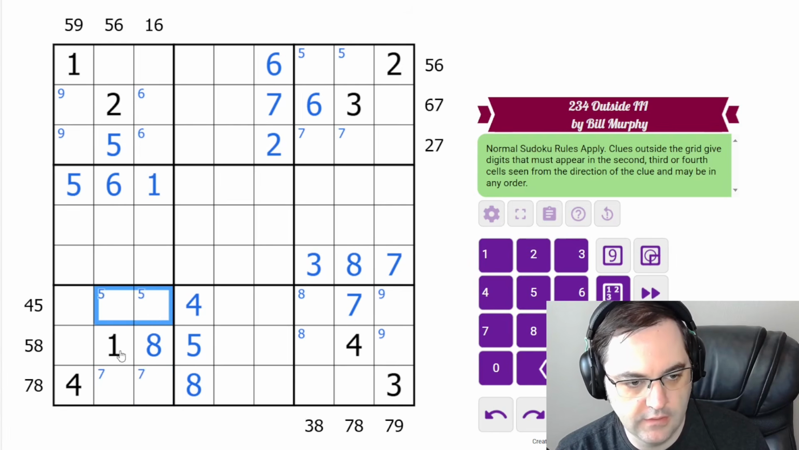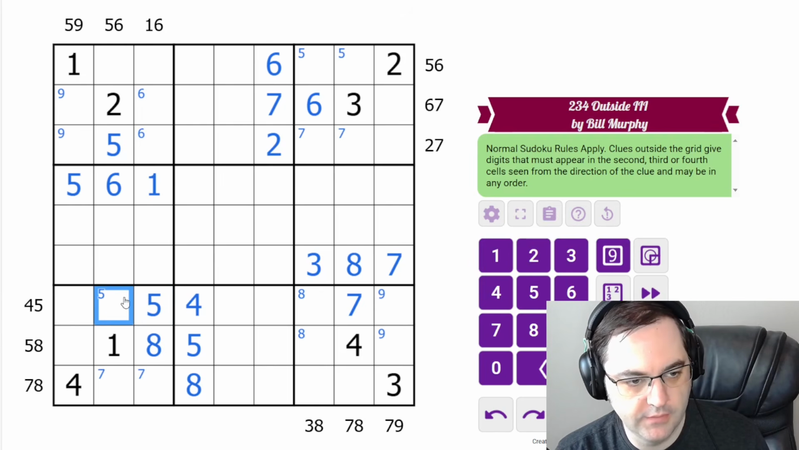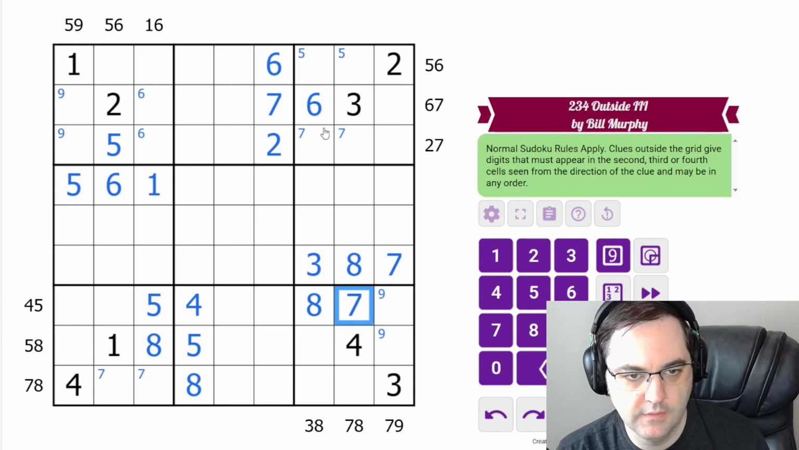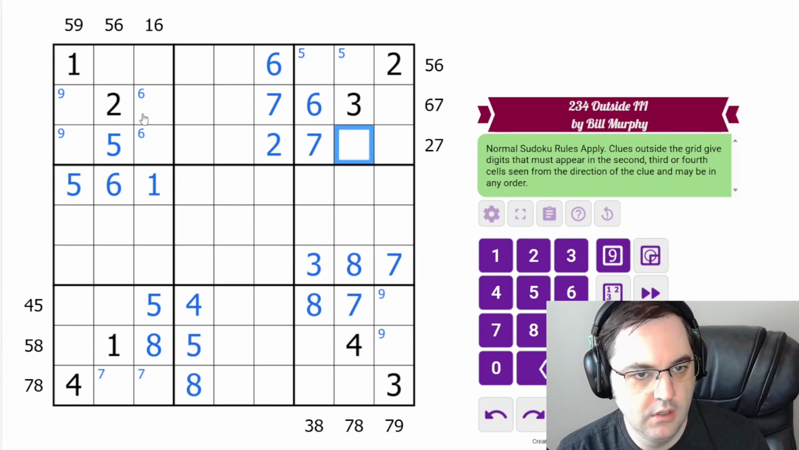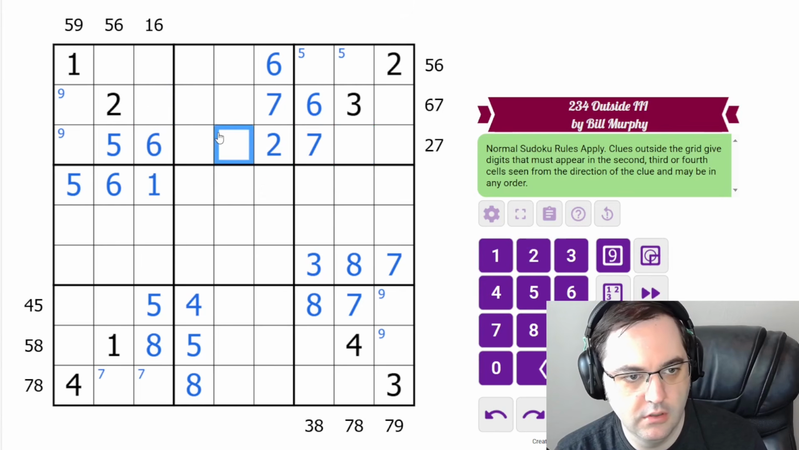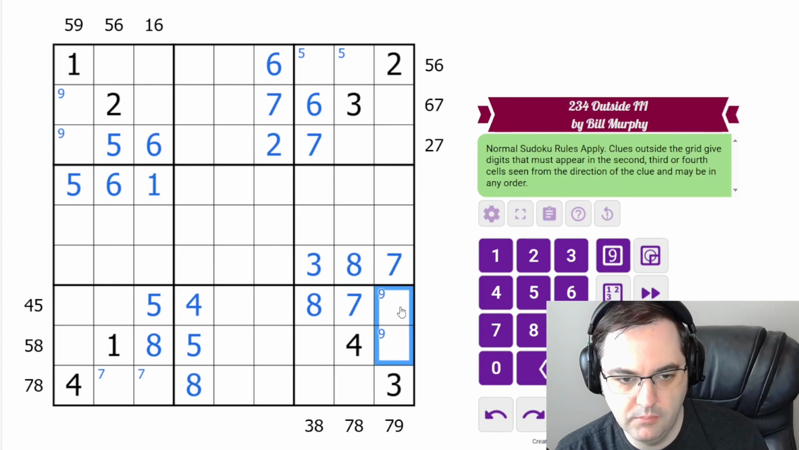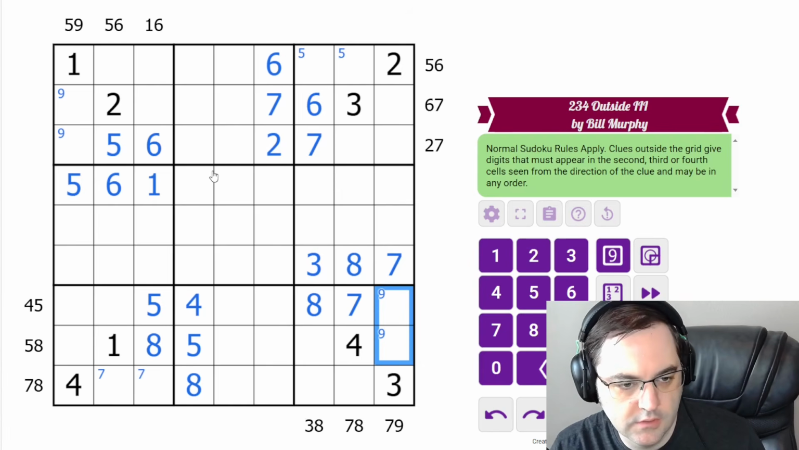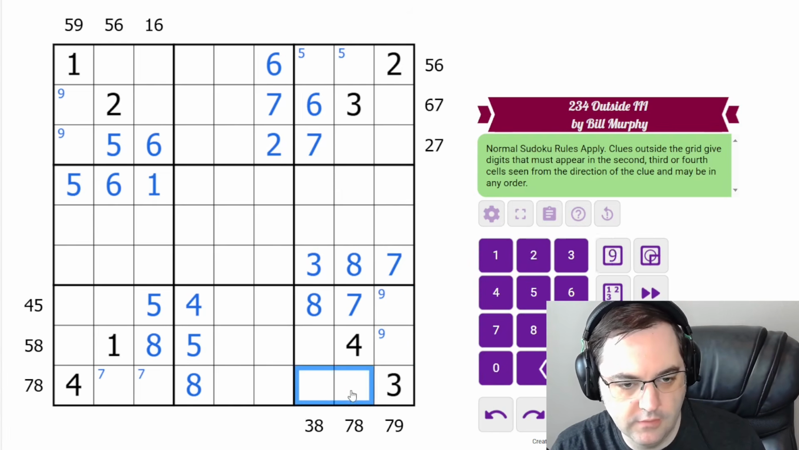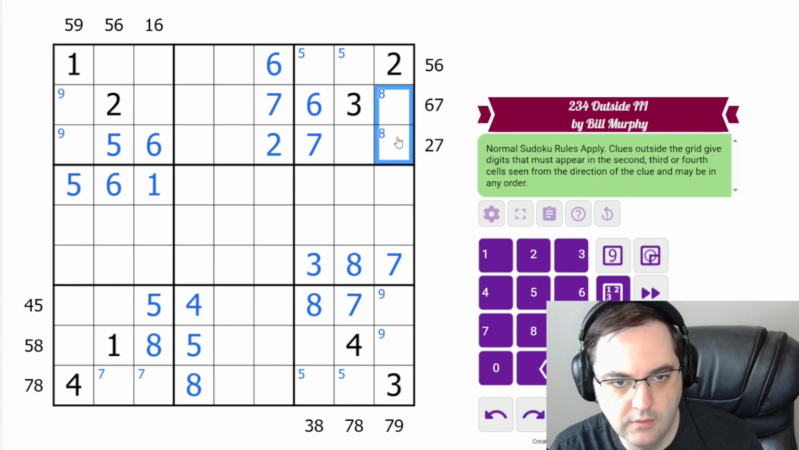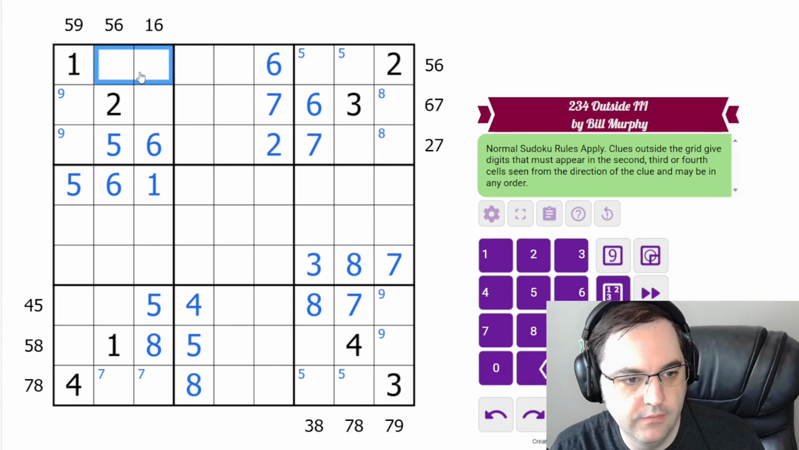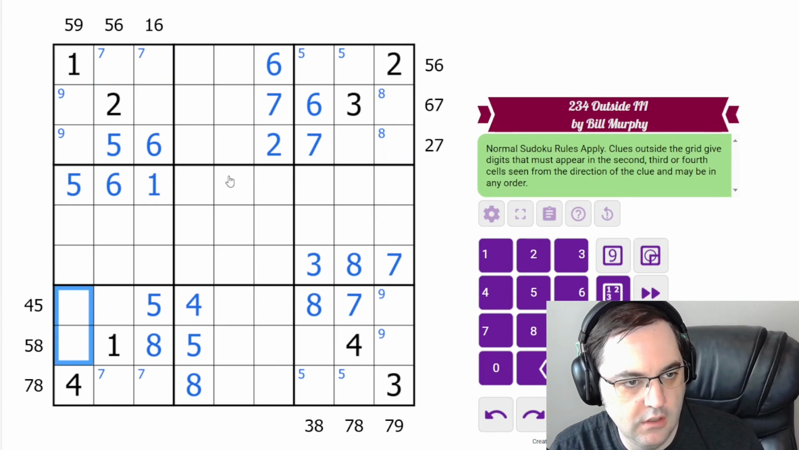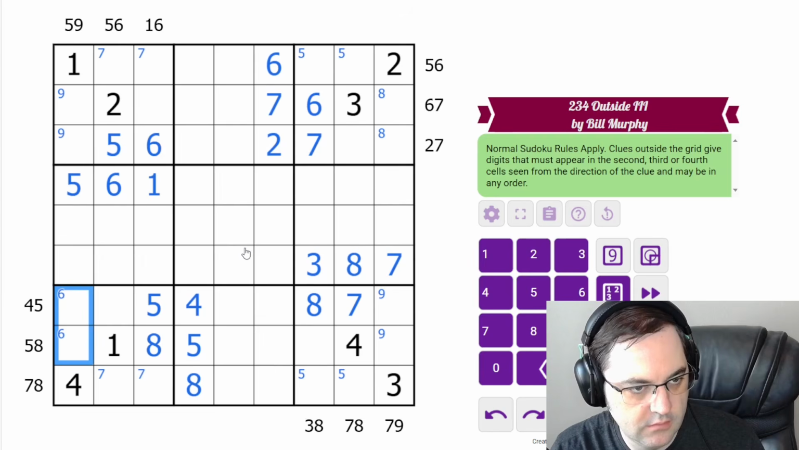And now we can see how these interact with each other. 5 must go here. 8 must go here. The 7 must go here. And the 6 must go here. And I don't see a way to immediately resolve the remaining clues. So let's look for just some regular Sudoku. 5 is going to go in one of these cells, and 8 in one of these cells, 7 in one of these cells, and 6 in one of these.